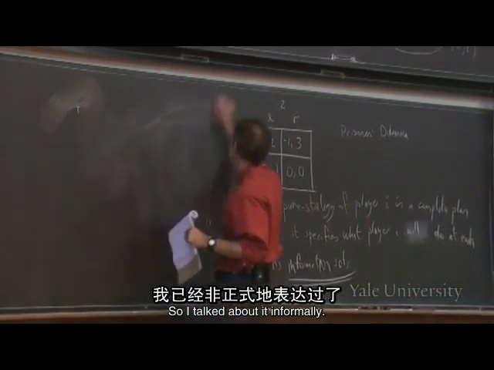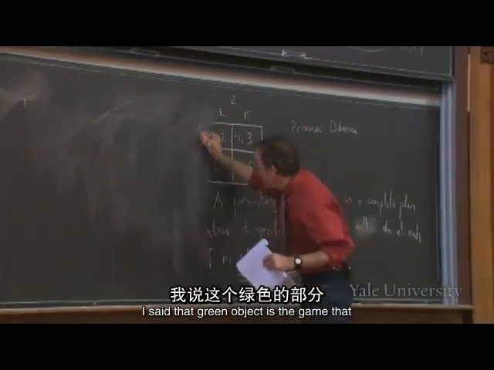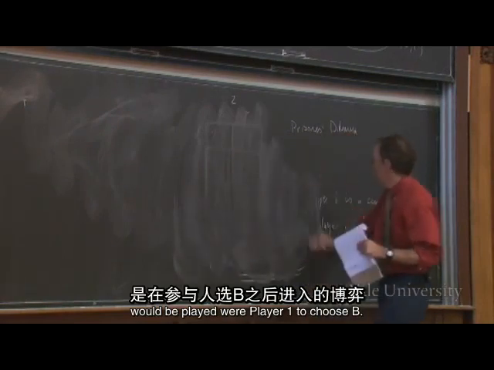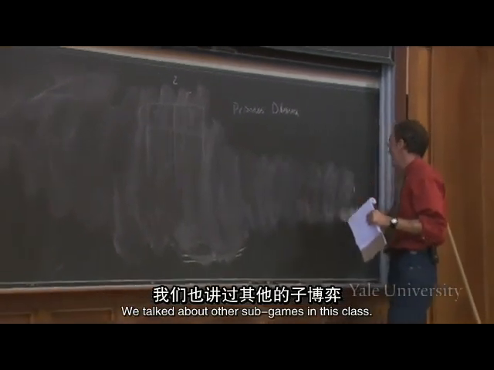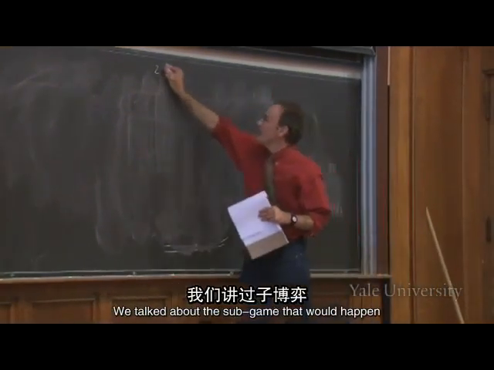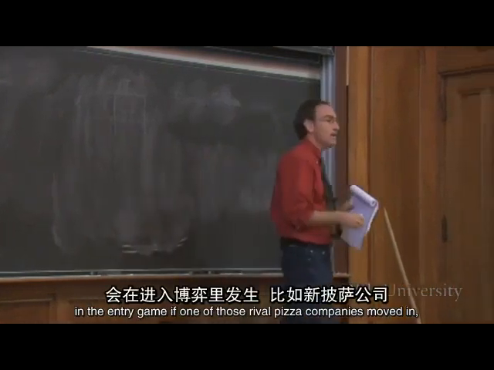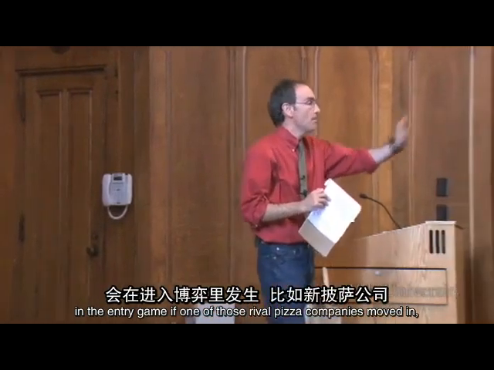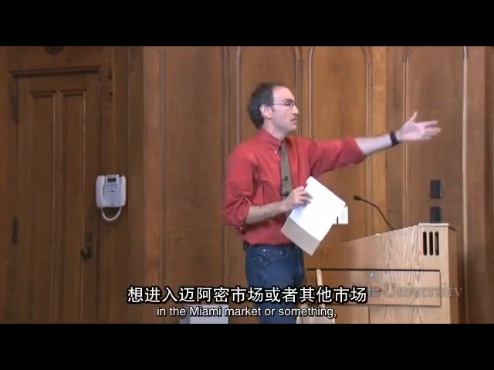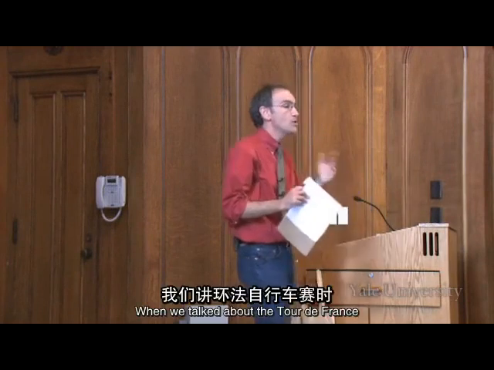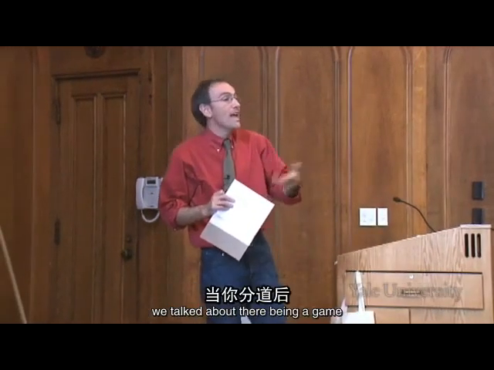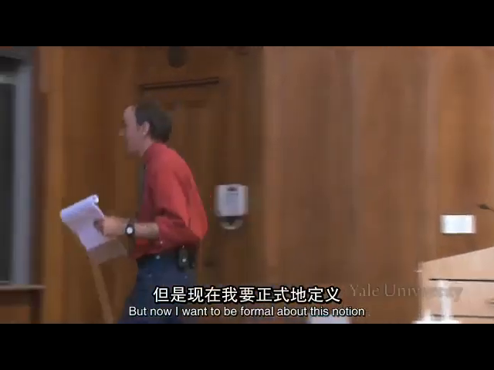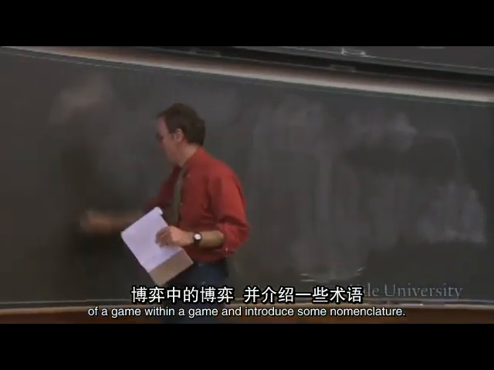All right? So I talked about it informally. I said that green object is the game that would be played were player 1 to choose B. And we've talked about other sub-games in this class. We talked about the sub-game that would happen in the entry game if one of those rival pizza companies moved in the Miami market or something. There was a game within a game. When we talked about the Tour de France, we talked about there being a game within a game about when you break away. But now I want to be formal about this notion of a game within a game and introduce some nomenclature.